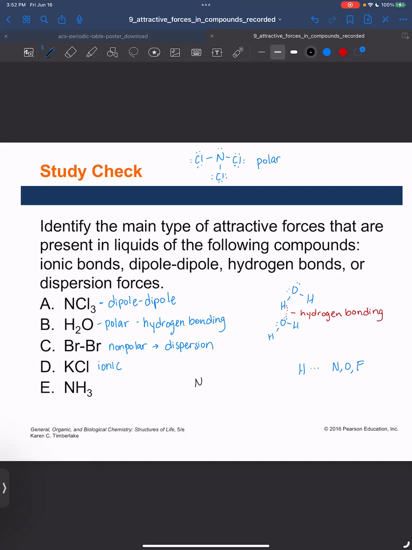We've worked with ammonia before. It has trigonal pyramidal geometry, definitely polar covalent bonds. Those dipoles don't cancel out, and so overall this is polar. And then we check: yes, there are hydrogens, and yes, the hydrogen is attached to one of these elements, the nitrogen in this case. So the dominant main attractive force here is hydrogen bonding.